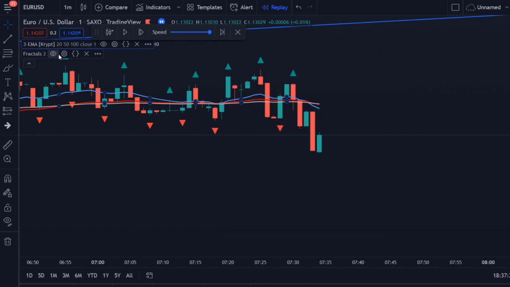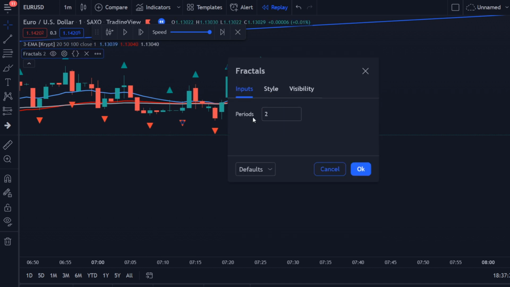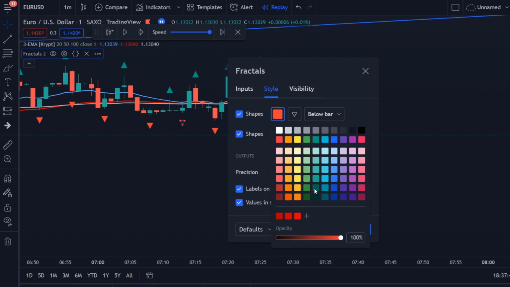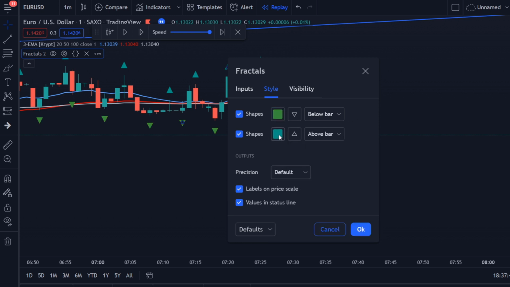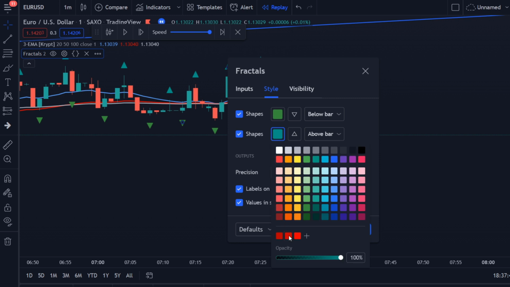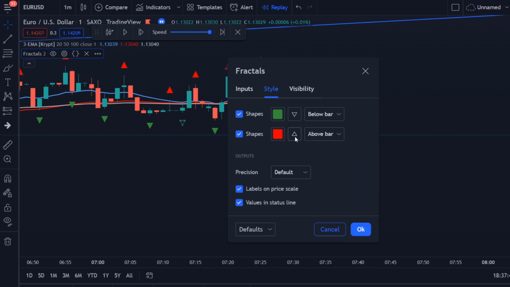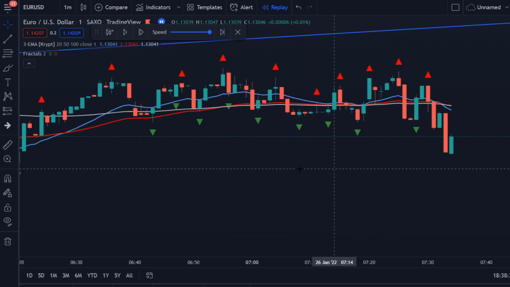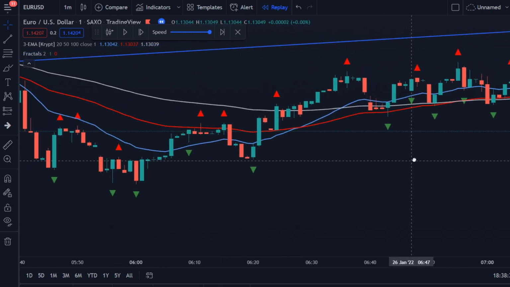And then we go to fractals. I'm using the default settings, which is 2 over here, periods. And then I change the colors. So I'm using the green color over here and the red color for the above bar. Now we have the right settings. Let me show you the strategy right now.